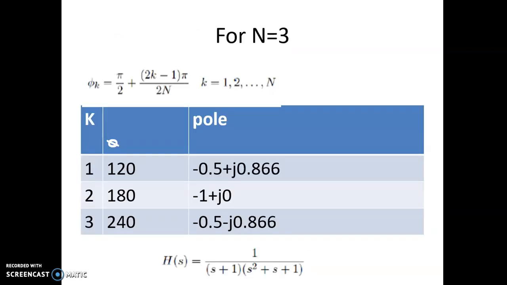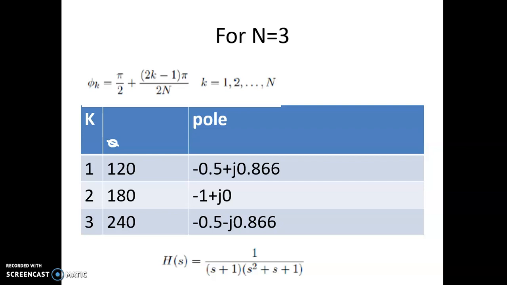Whenever you have something like the order of the filter, you can obtain the poles for the filter by using an equation phi k is equal to pi by 2 plus 2k minus 1 into pi by 2n. Let us take an example of this for n is equal to 3. If you put n is equal to 3, you are going to get three angles, 120 degrees, 180 degrees and 240 degrees.